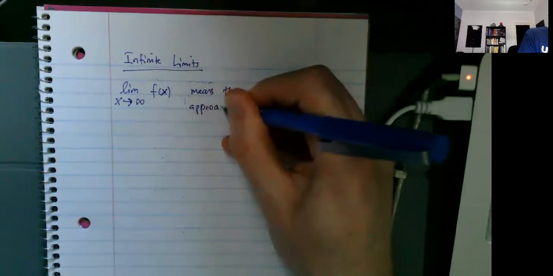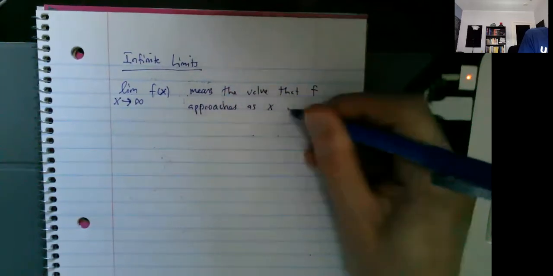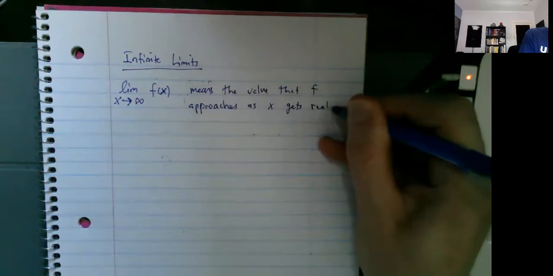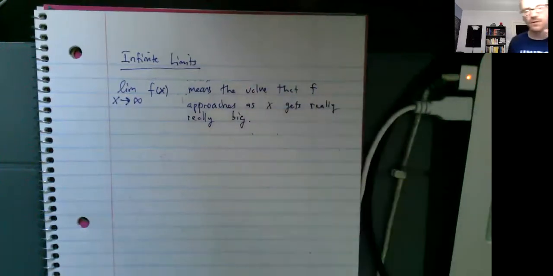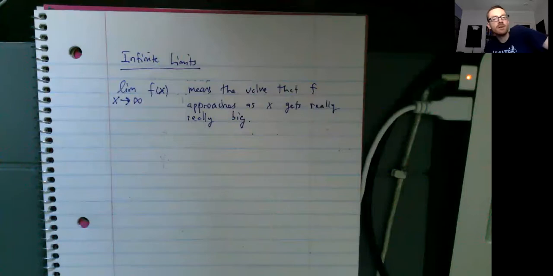So what is an infinite limit? What does it mean? So here's the idea. The limit as x approaches infinity of some function. What does this expression mean? It means the value that the function f approaches as x gets really, really, really big, like bigger than 100, bigger than 1,000,000, bigger than 1,000,000,000, bigger and bigger.